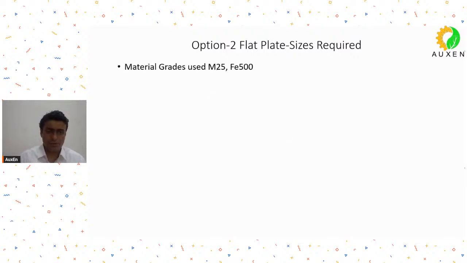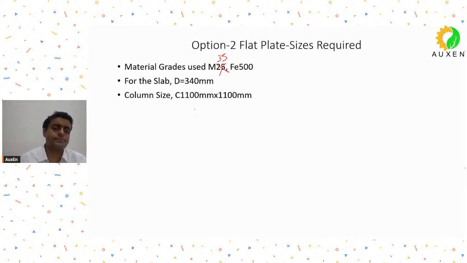Of course the material grade remains the same, M35 and Fe500. This time we had to provide an overall thickness of around 350 mm. All right, you remember what thickness we provided in the flat slab with drops? It was a 200 mm thick slab with local drops of 350. Now here the overall slab thickness has to be made 350.